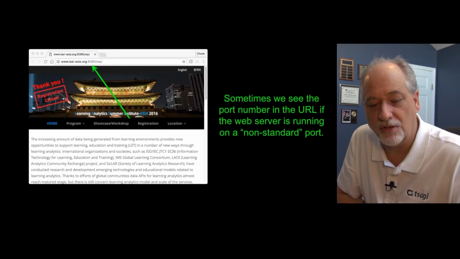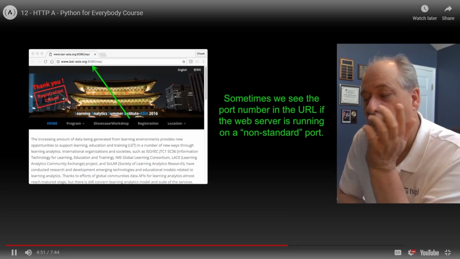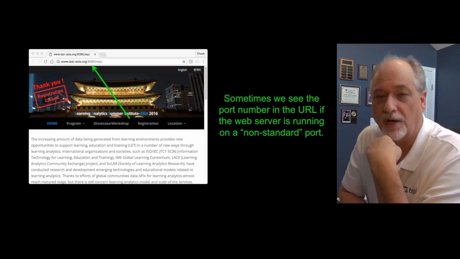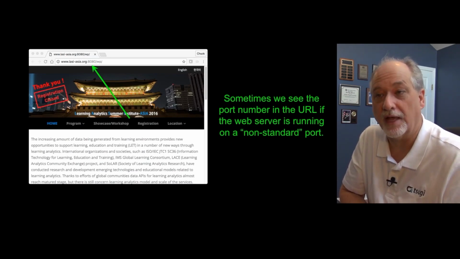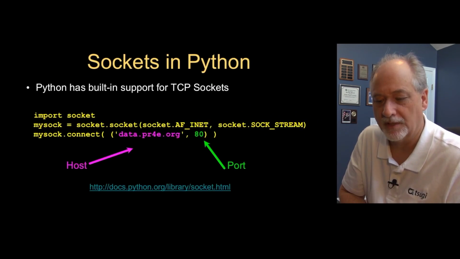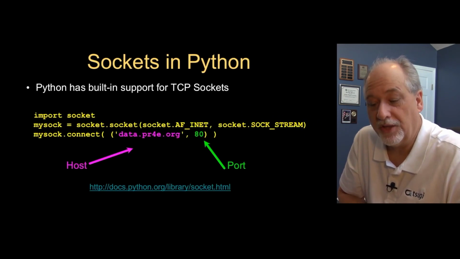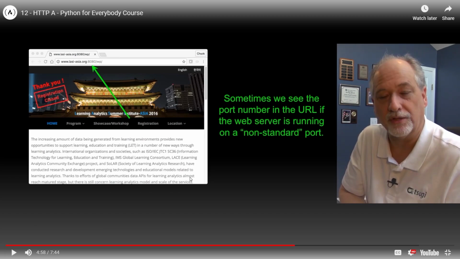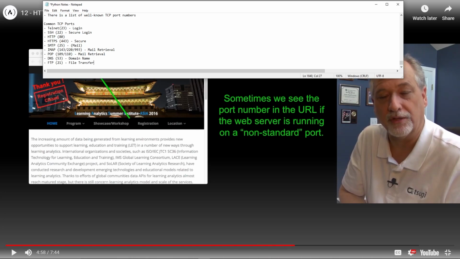Now sometimes you'll go to a URL and you'll see in that URL there's a colon and a number. That means it's a web server that's running on a port other than the official 80 or 443 port. Now, in Python, we can talk to these sockets. Okay. Do we need that? Yeah, let's write this down. Let's write that part down right here.